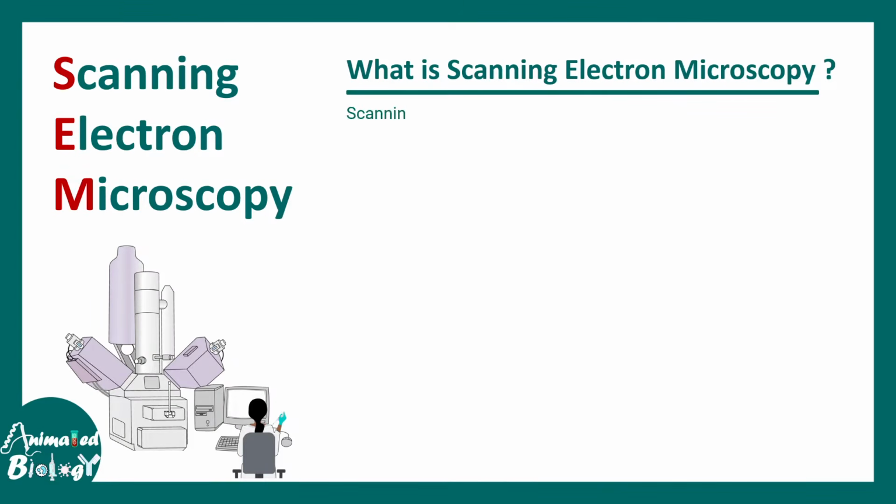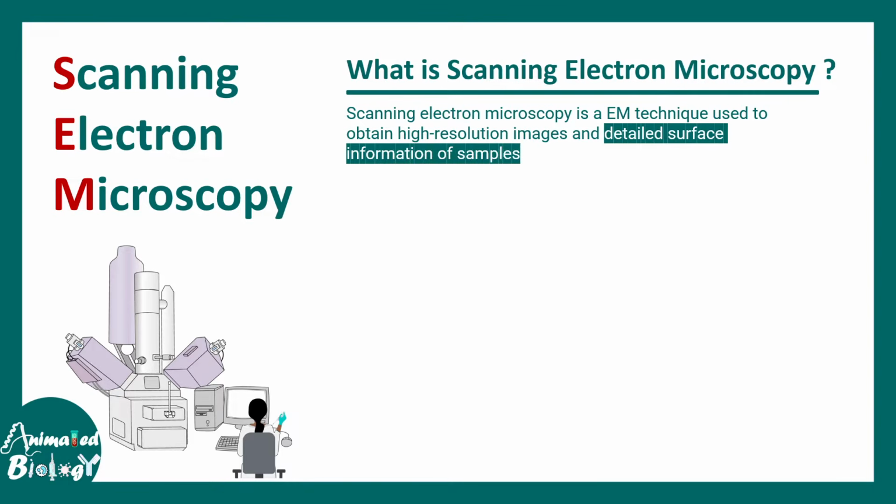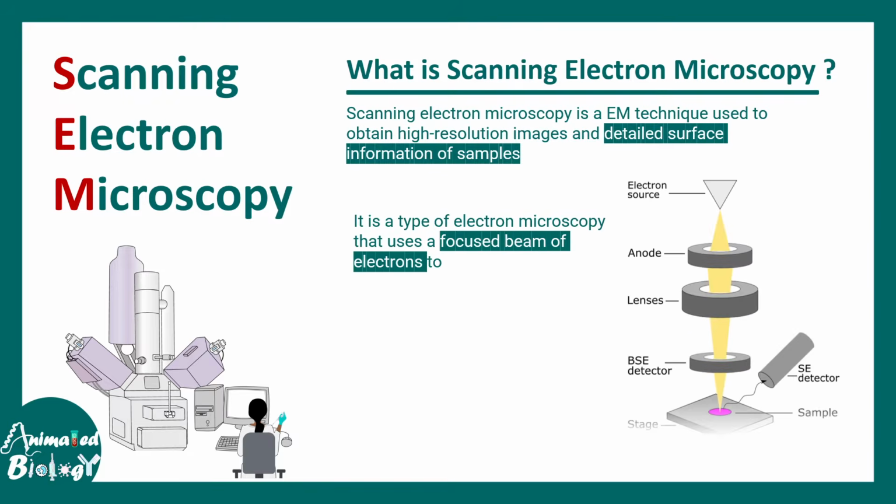SEM is an important microscopy technique that is used to obtain high resolution images and detailed surface topology information of a sample. It's a type of microscopy that uses a focused beam of electrons instead of light to scan the surface of a specimen. It could be a biological as well as a non-biological sample.